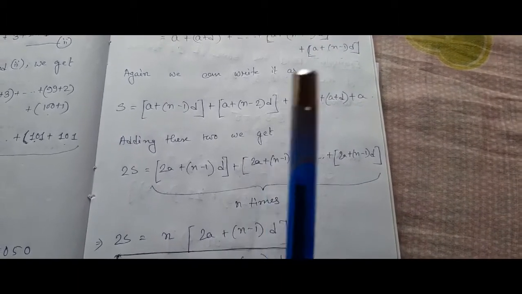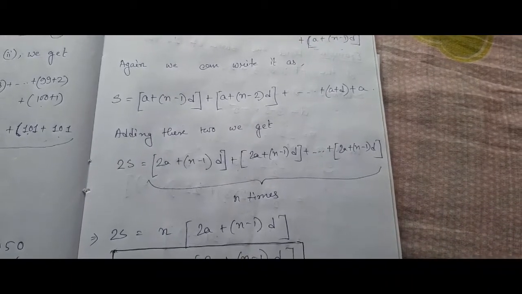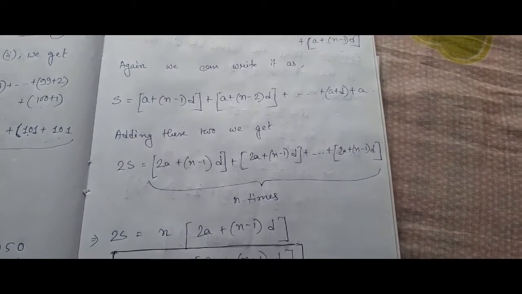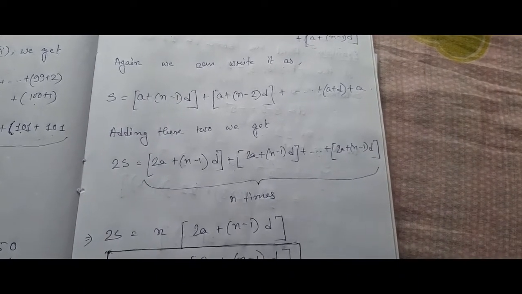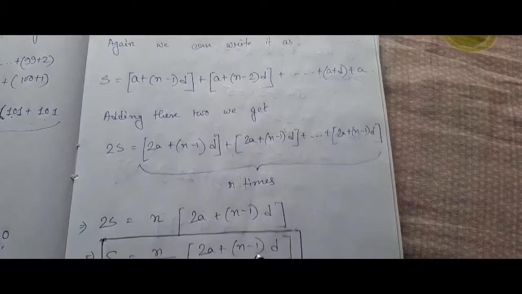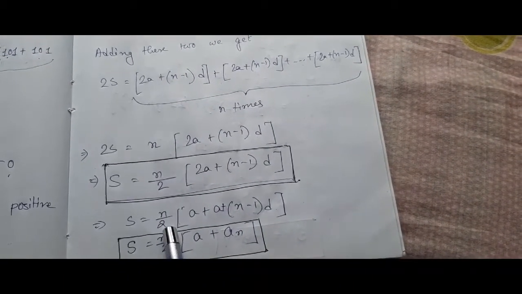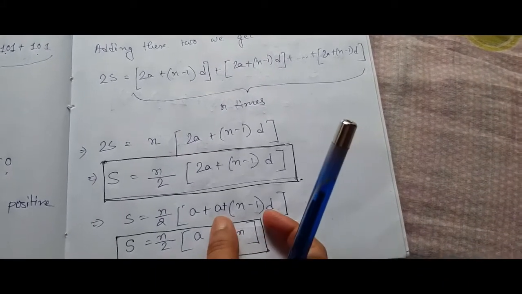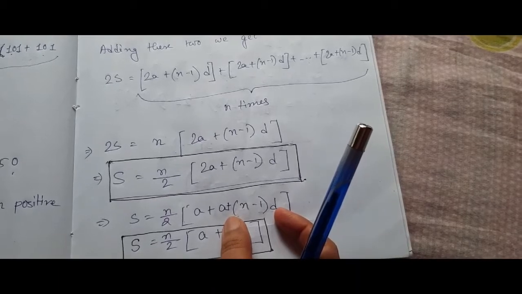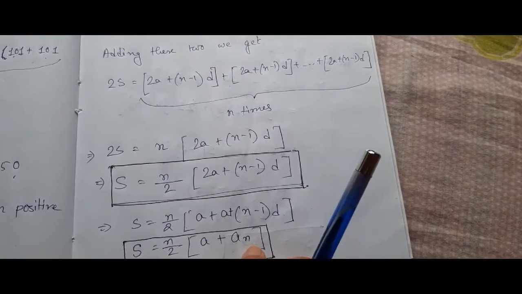Okay, that means the sum of the first n terms of a general AP whose first element is a and common difference is d will be S is equal to n by 2 into 2a plus n minus 1 into d. Now you can write this expression as S is equal to n by 2 into a plus a plus n minus 1 into d. Combining these two expressions, this is the form of an. So I can write this one as n by 2 into a plus an. An means the nth term of the AP.